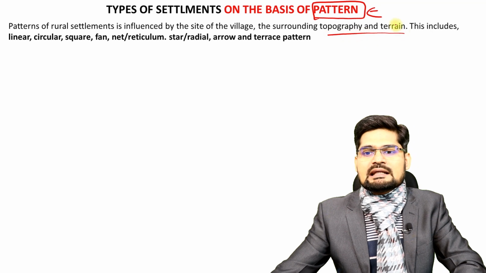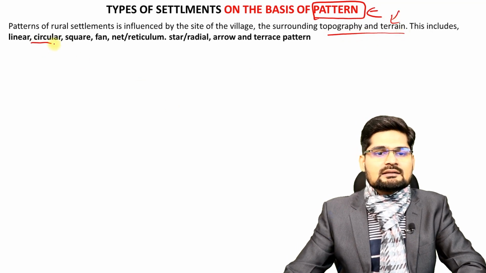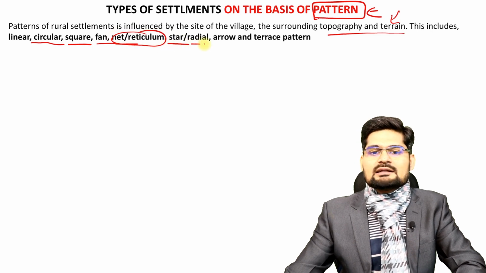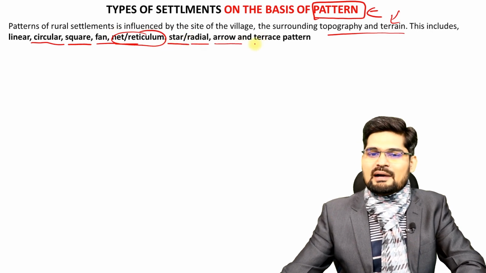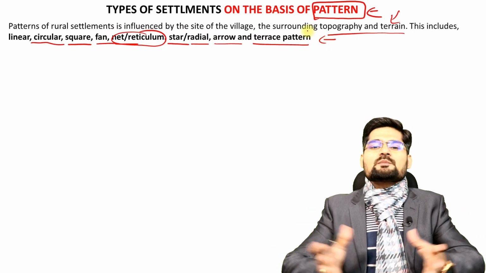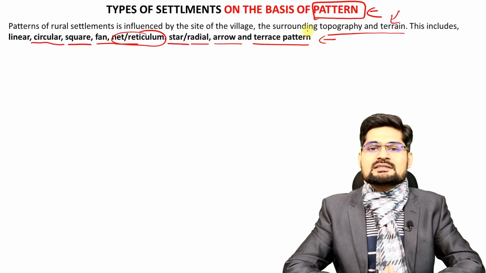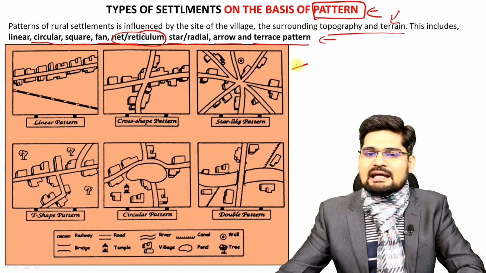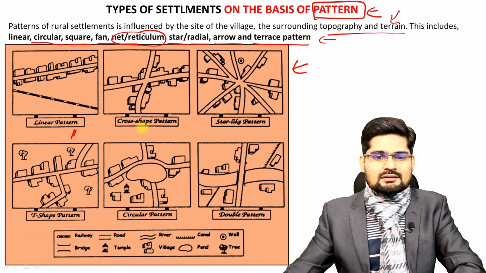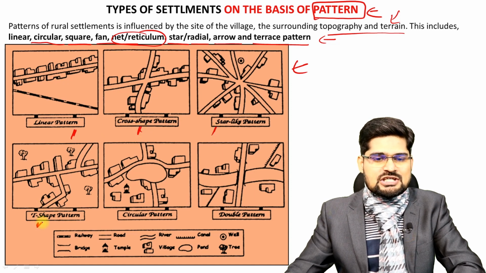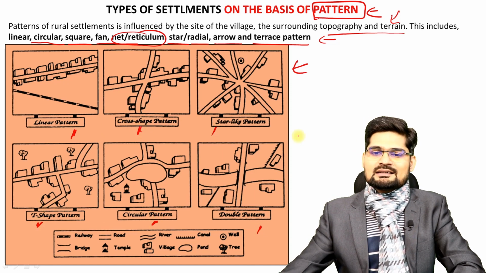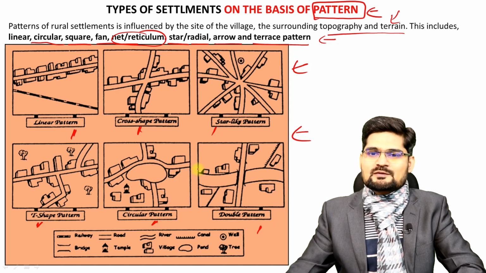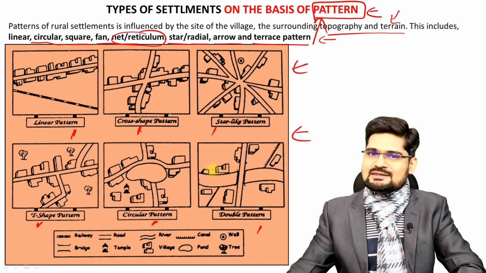So topography and terrain becomes very important, right? Linear, circular, square, fan, net, or you say reticulum, or star, that is radial kind of pattern, arrow kind of pattern, terrace pattern. Several such patterns exist across the settlements around the world, if you can find out, right? So what you observe, one of the diagrams you can observe here, linear pattern, cross shape, star shape, T shape, circular, double pattern. This is how they look, right? So you can practice drawing these kinds of diagrams when you're talking about the settlement patterns across the world, right?